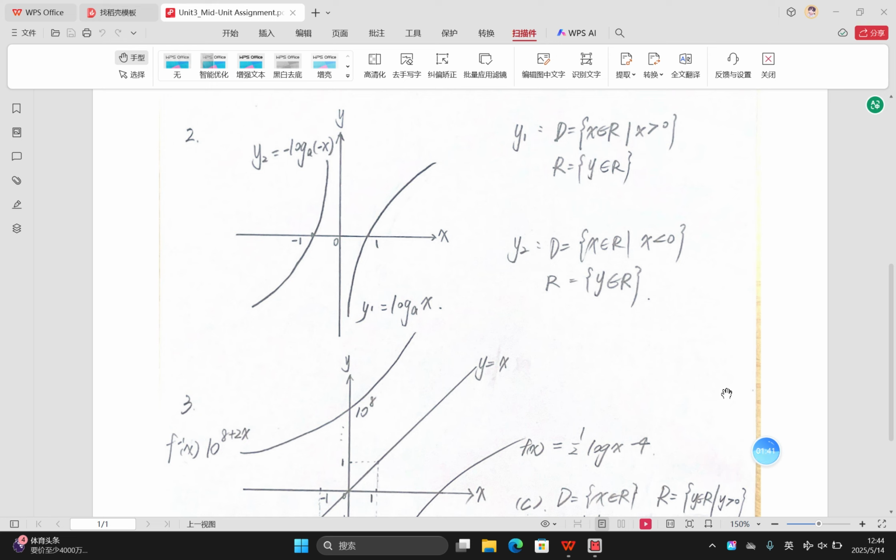The horizontal translation happens when we replace x with x minus h. This moves the graph right by h units if h is positive. The domain is affected here. Originally, the domain was x greater than 0, but now it becomes x greater than h, because the log function must always have a positive argument.